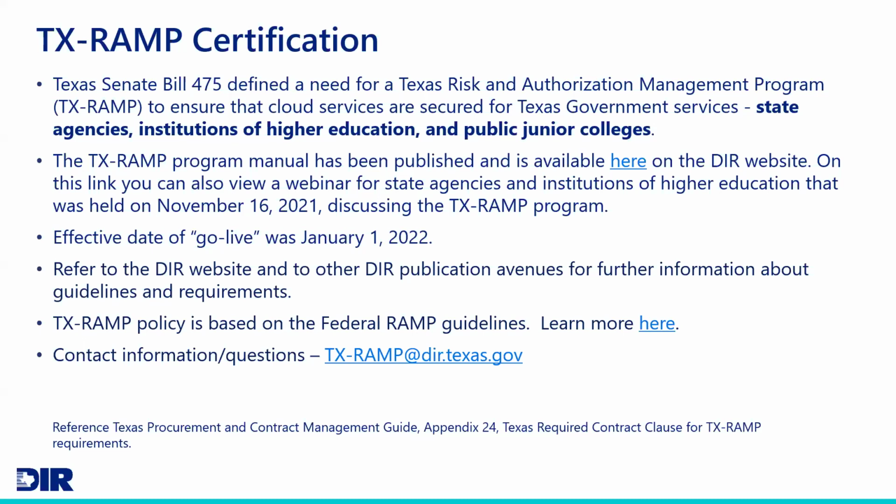The list of approved vendors for products and services is available on the DIR website, and I've provided that link to you. You can see that list of approved vendors at any point that have certified their cloud services through TexRAMP. There is additional information available on TexRAMP on that link. You can also reach out to our TexRAMP team if you have questions about the TexRAMP program itself. Also, a reminder that Appendix 24 in the Procurement and Contract Management Guide does provide the TexRAMP clause that you can utilize with vendors if you're utilizing cloud vendors.